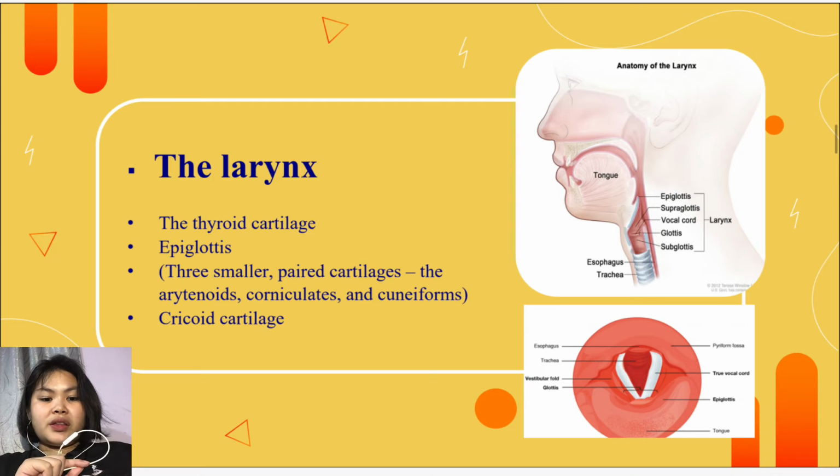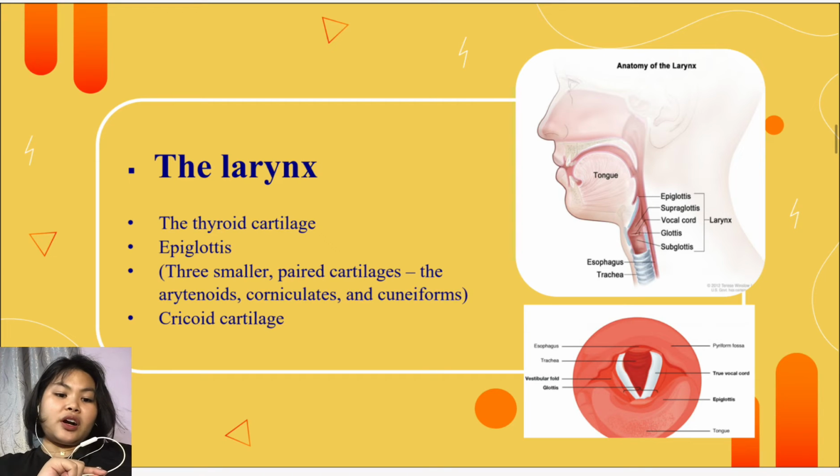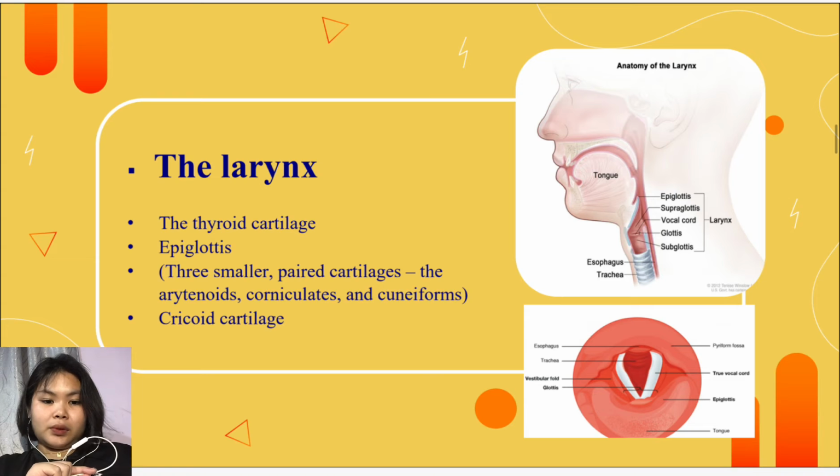The structures. The thyroid cartilage is anterior. It is the largest hyaline cartilage. It is the shield-shaped thyroid cartilage which protrudes anteriorly and consists of the laryngeal prominence or the Adam's apple. The epiglottis. The epiglottis, attached to the thyroid cartilage, is a very flexible piece of leaf-shaped elastic cartilage that covers the opening of the trachea. When in the closed position, the unattached end of the epiglottis rests on the glottis.